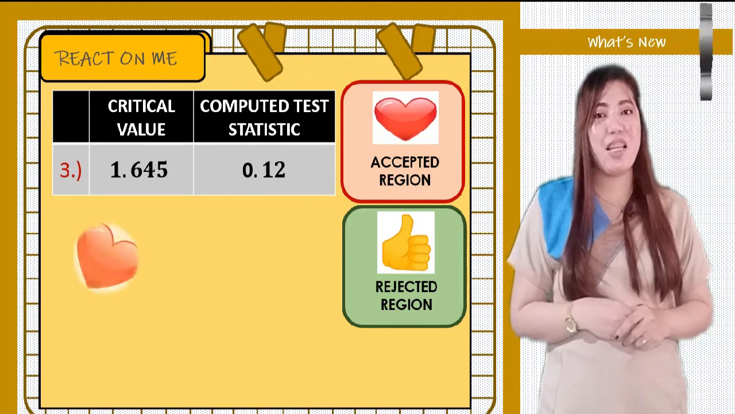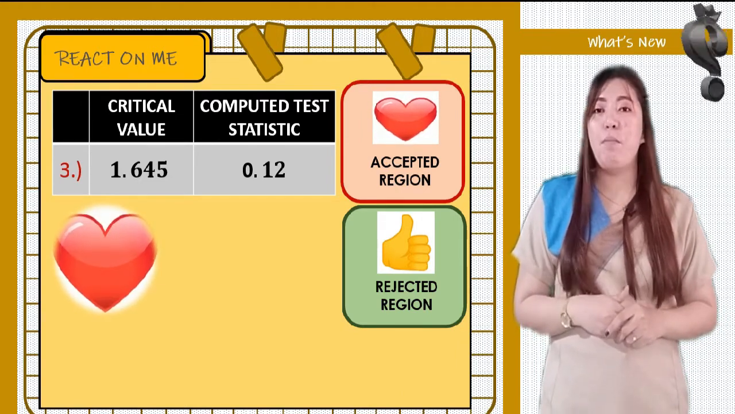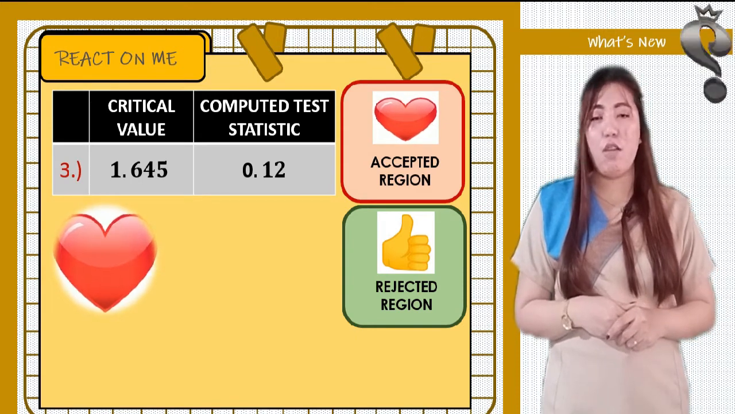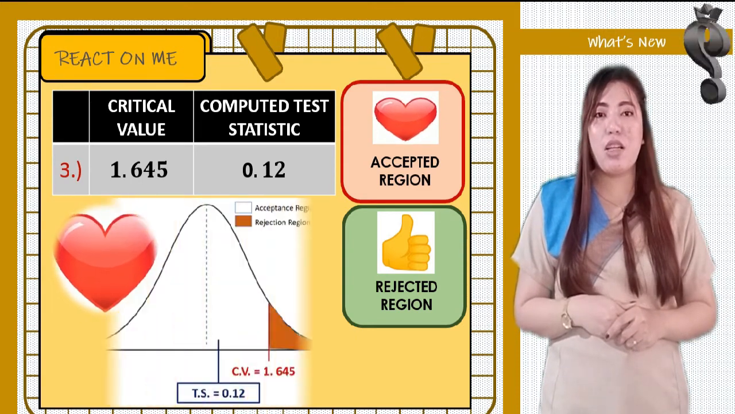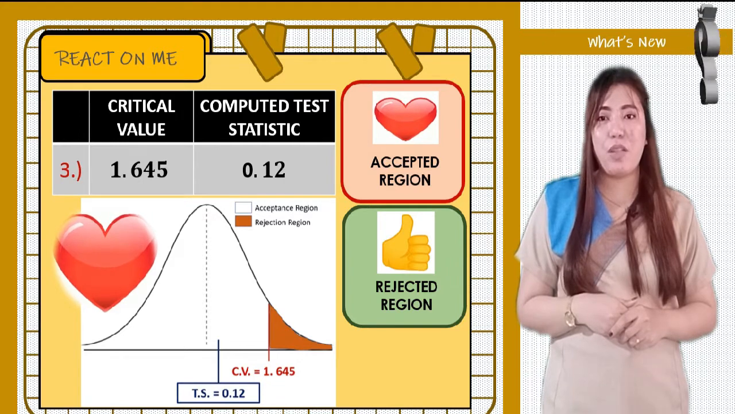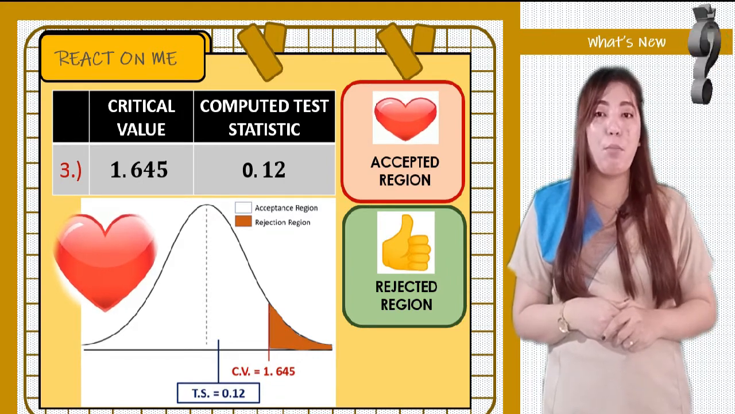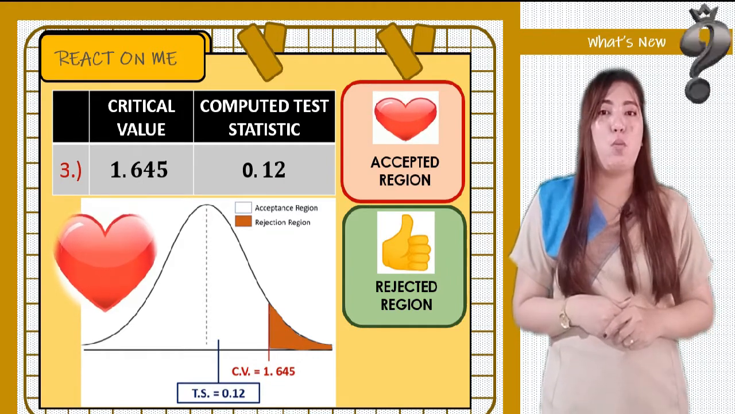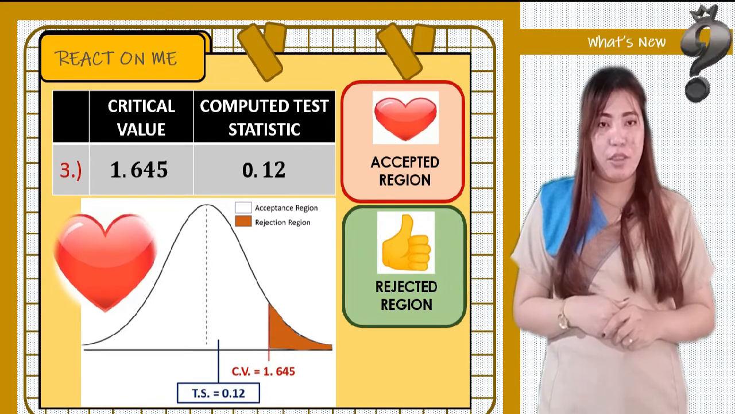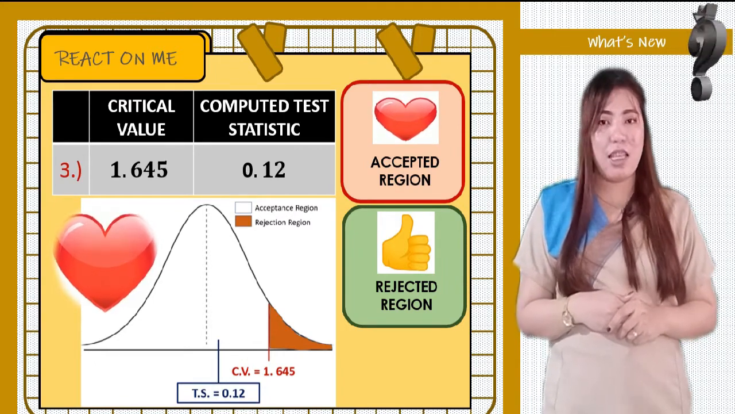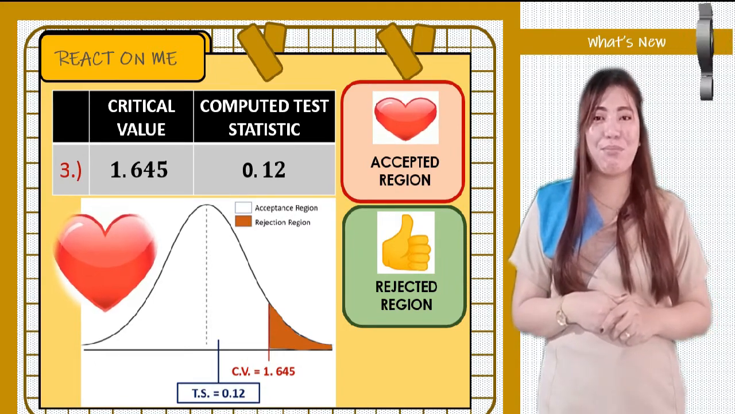The answer is a heart reaction because the test statistic of 0.12 is located on the left side of the critical value of 1.645, which is the unshaded part. So, it falls in the accepted region.